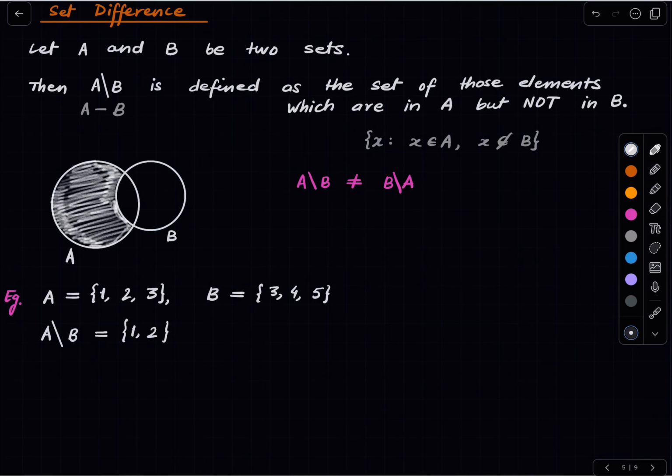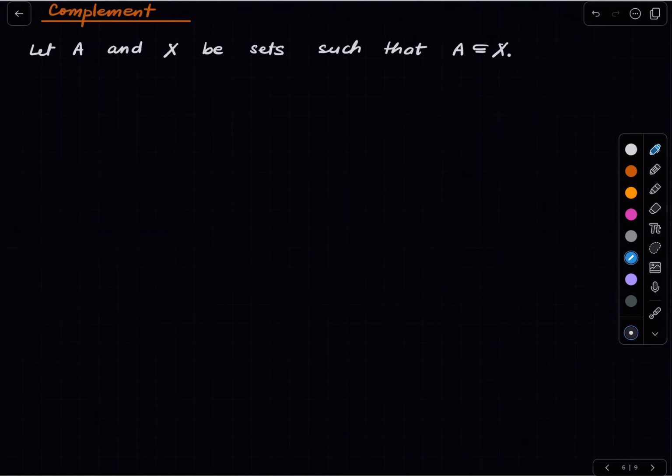Maybe let's also note that A minus A is the empty set always, and A minus the empty set is A. This is always true. So very simple things. And lastly, we have the notion of complements.